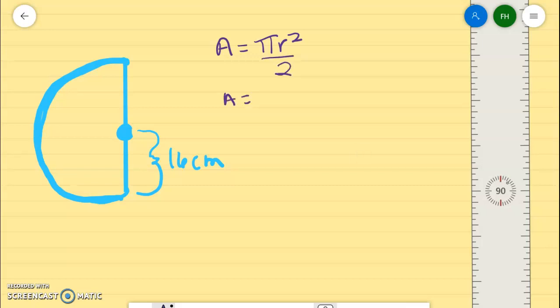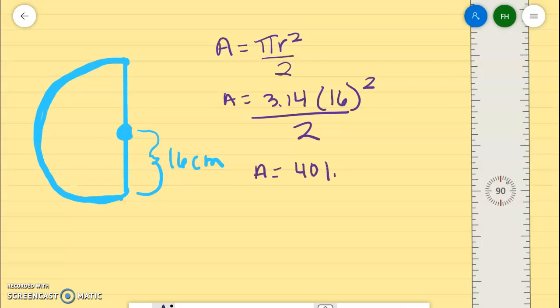So we know that pi is 3.14. We know the radius is 16 squared divided by 2. And if we put that in the calculator, divide it by 2, I got 401.9. So our answer is 401.9 square centimeters.